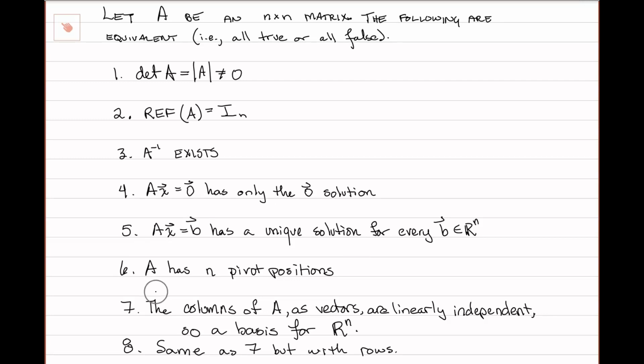And this is the same as saying that A has n pivot positions, right? That's how we get to our reduced echelon form of the identity matrix. And then finally, the columns of A, if we're considering them as vectors, form a linearly independent set of vectors. And since there will be n of them, that means it's a basis for Rn. And that's a fact that's also true about the rows. So if you take the rows of a matrix that has a non-zero determinant, those rows considered as vectors will be a set of n linearly independent vectors, and so will form a basis for Rn.